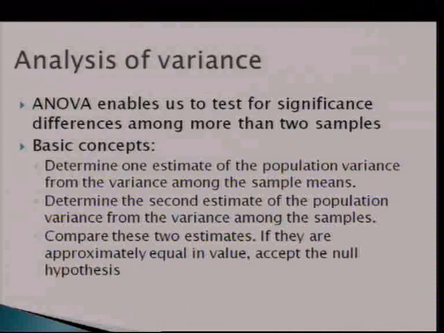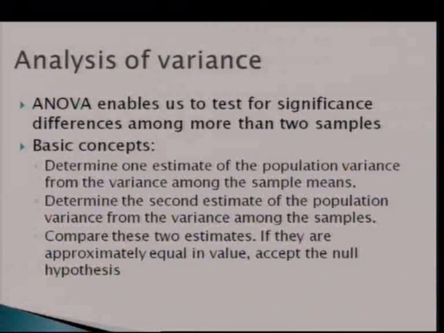Now let us go for the analysis of variance. This is also a parametric test like the Z or the T test. Here ANOVA enables us to test the significant difference among more than two samples. When we need to test a significant difference between the means, we go for the analysis of variance.